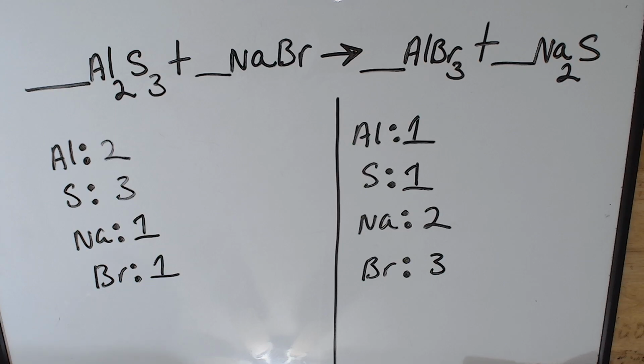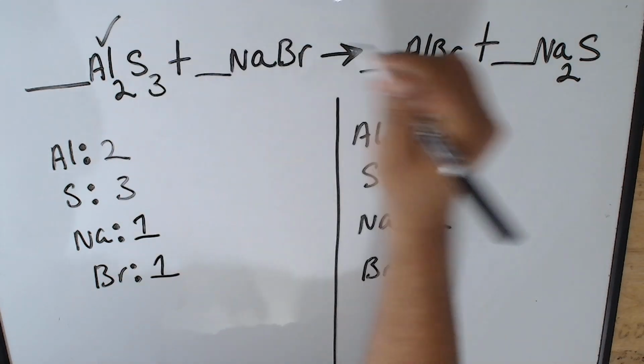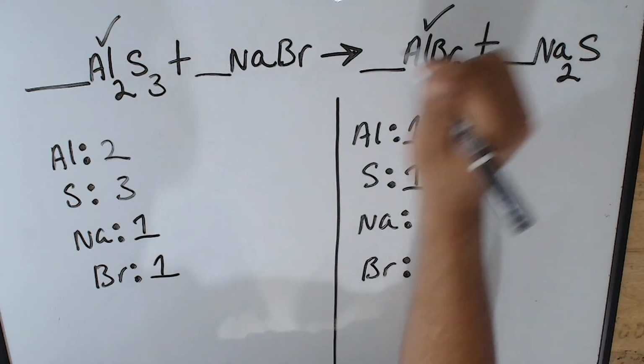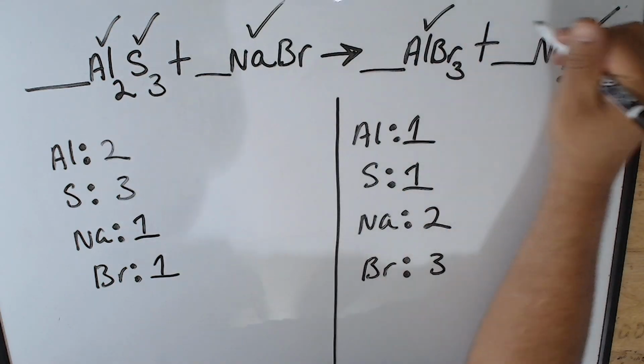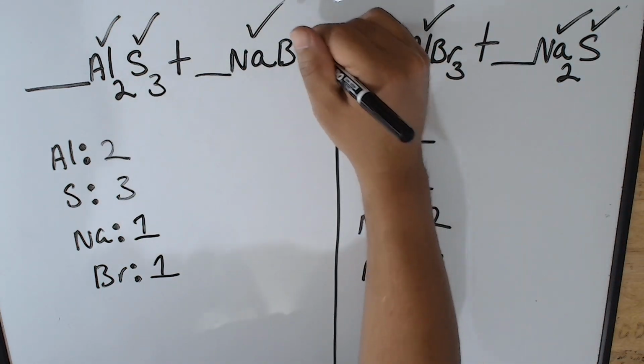The next step is to identify the 1:1 ratio, and that is the element that appears one time in the reactant side and one time in the product side, and it does not matter if the subscripts are different, and they can be part of a compound. So aluminum, it appears one time in the reactant side and one time in the product side. The same thing with sulfur, the same thing with sodium, and the same thing with bromine.